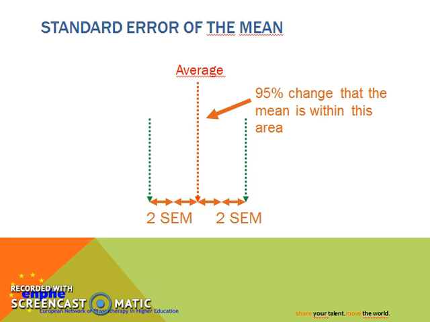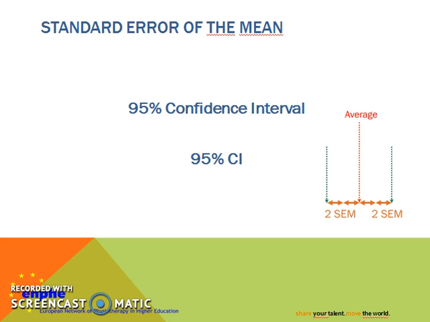Additionally, when 2 standard errors of the mean are added and 2 subtracted, a larger interval is found. This interval represents there is a 95% chance that the real average will be found in this interval. In literature, this is called the 95% confidence interval, abbreviated with 95% CI.